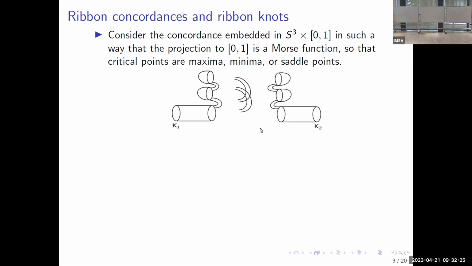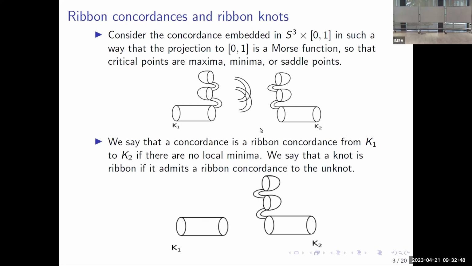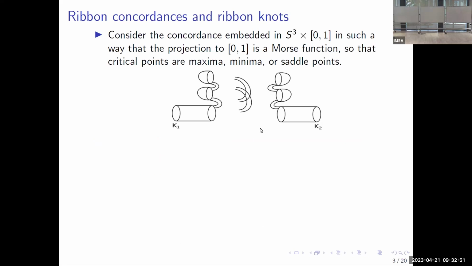So one thing you can do is, if you have a concordance embedded in S3 times [0,1] in such a way that the projection to [0,1] is a Morse function, then we can consider the critical points: minima and maxima, and saddle points of this Morse function. And what we're going to do is try to construct concordances piece by piece, by considering what it means to have a maximum, what it means to have a minimum, and what it means to have a saddle point.